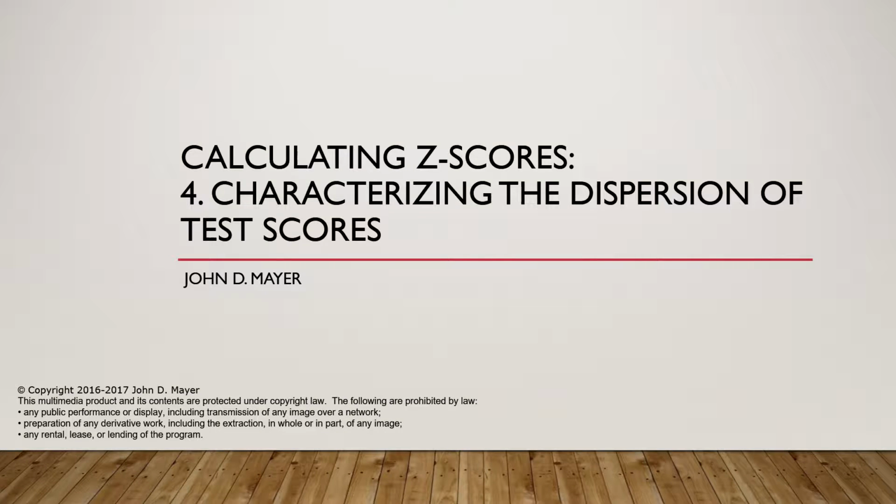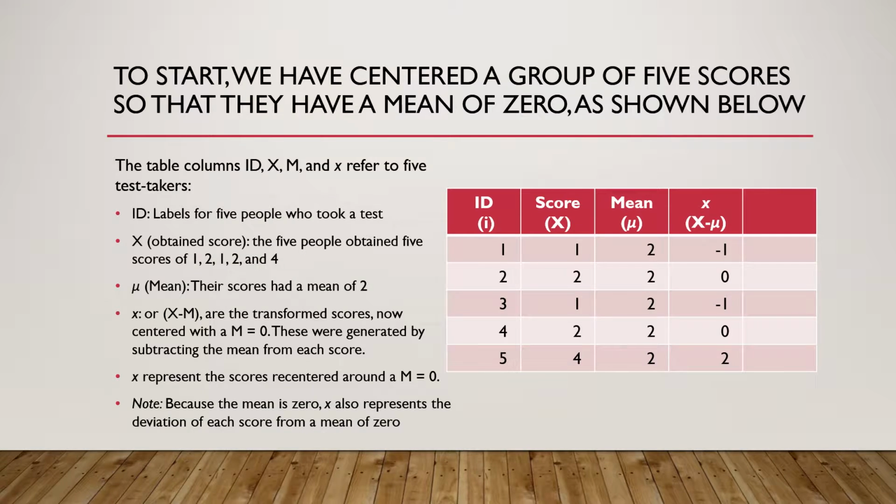Our next step in calculating z-scores is to characterize the dispersion of the test scores that we're working with. Our data is in the table to the right. We have an ID column, which has the labels for the 5 people who took the test. We have a column for the obtained scores x. We have a column for the mean, which we calculated earlier, which is 2. And we have a column for the deviation of the scores from the mean, and we obtain those by subtracting the mean from each individual score. Now we're ready to go.